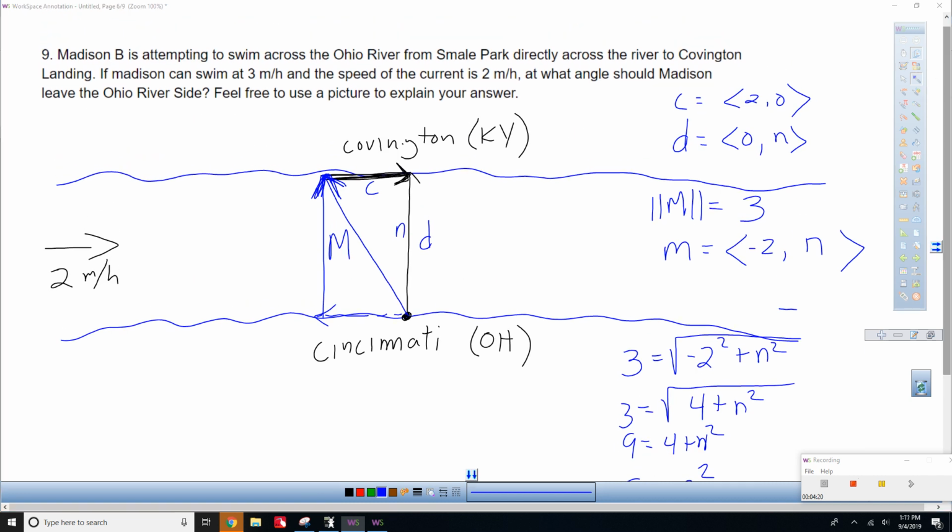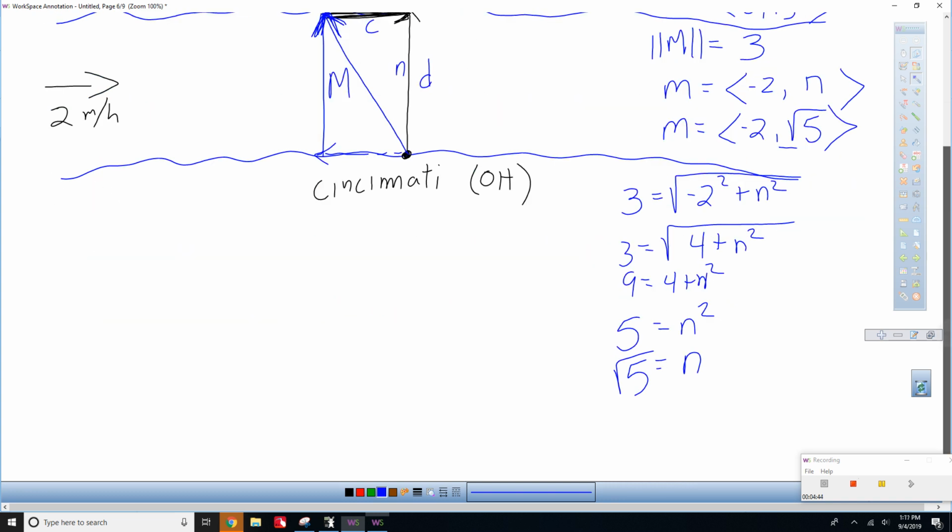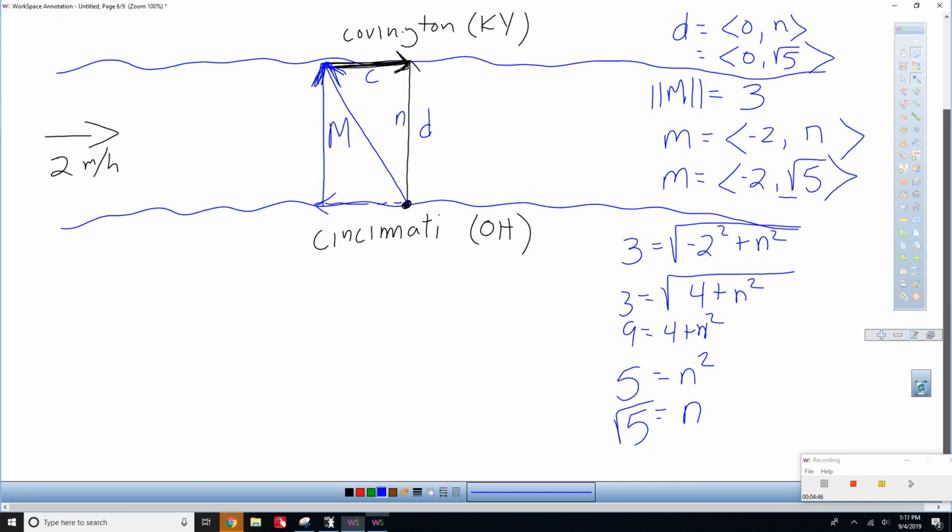So now we know that M is -2, radical 5, and we know that D, for that matter, is 0, radical 5. So in order to swim, vector M needs to be -2, radical 5. Now, what were they looking for? They are looking for this angle.